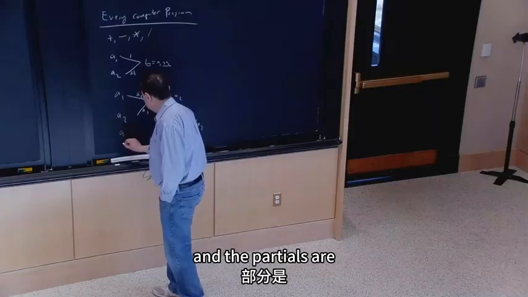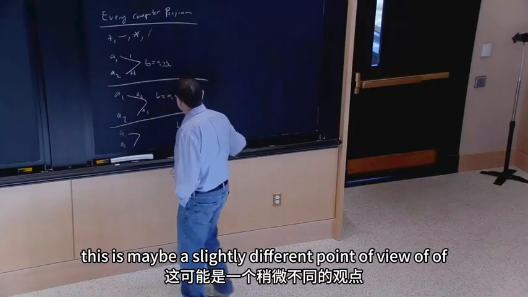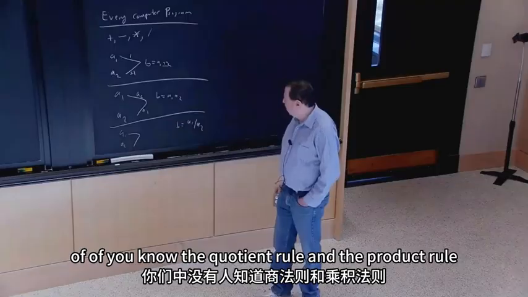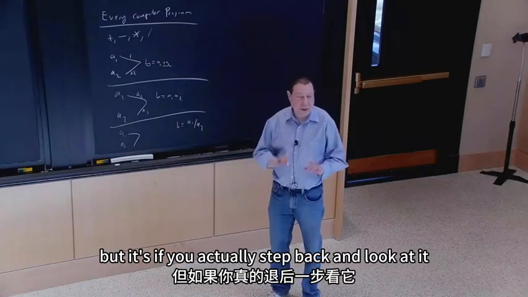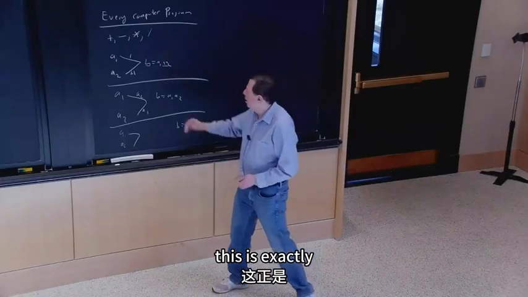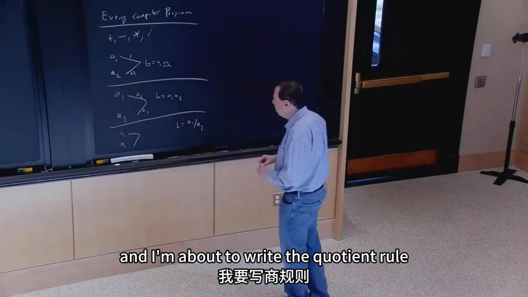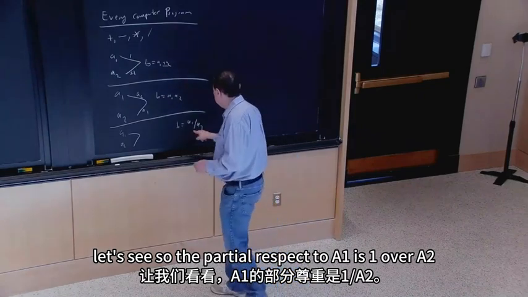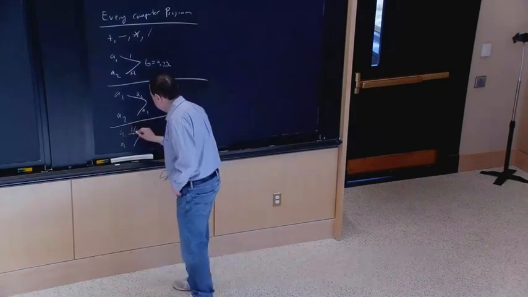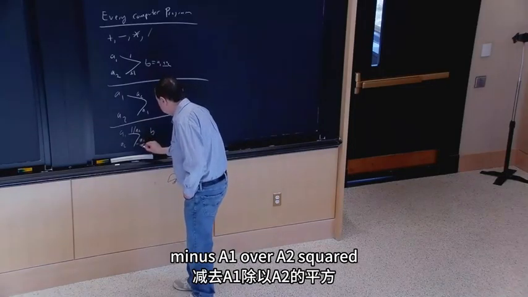And the partials are, I mean, this is maybe a slightly different point of view of the quotient rule and the product rule, but if you actually step back and look at it, this is exactly the sum and difference rule, the product rule, and I'm about to write the quotient rule down. Let's see. So the partial with respect to A1 is 1 over A2, right? And the partial with respect to A2 is minus A1 over A2 squared.